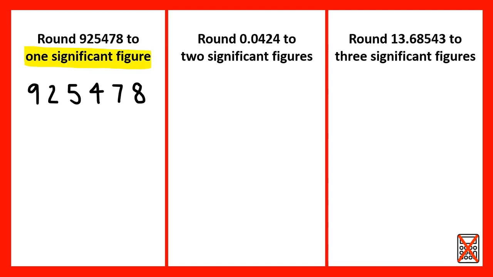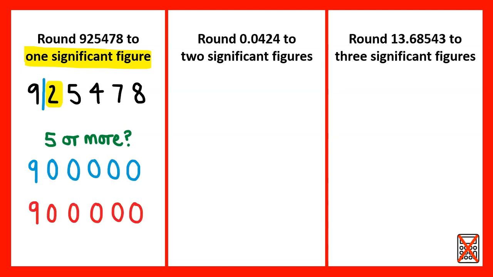925,478. Significant figures are your first important digits, and by important we mean those with a value larger than 0. So my first significant figure in this number would be the 9. We put our rounding line after the first significant figure, and looking at the next number, we decide whether it's 5 or more. In this case we have a 2, which is not 5 or more, so we need to round this number down. So the number before the rounding line will stay the same when rounding down, and everything after the line will change to 0, leaving me with my final answer of 900,000.